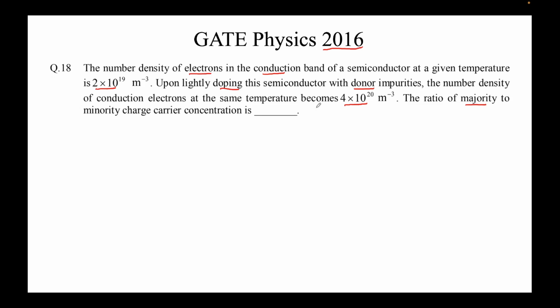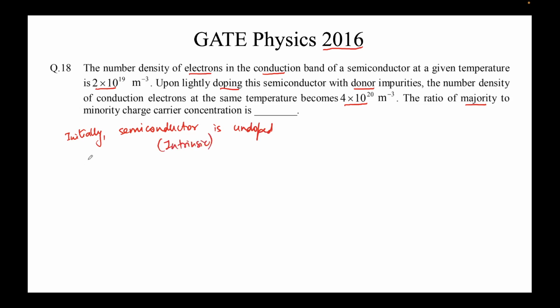This is a numerical answer type question, and so we'll provide our answer in terms of numbers. Now, look carefully at the question. It says that number density of electrons in conduction band of a semiconductor is given to us, and then it says upon lightly doping this semiconductor. This means initially the semiconductor is undoped, or we can say it is intrinsic.